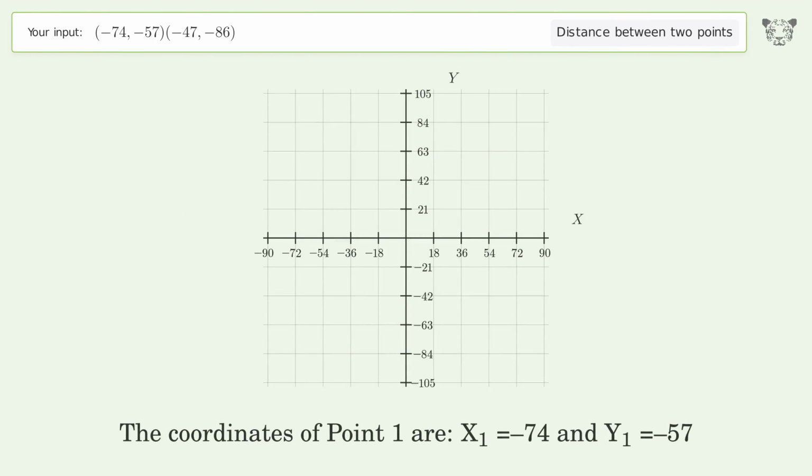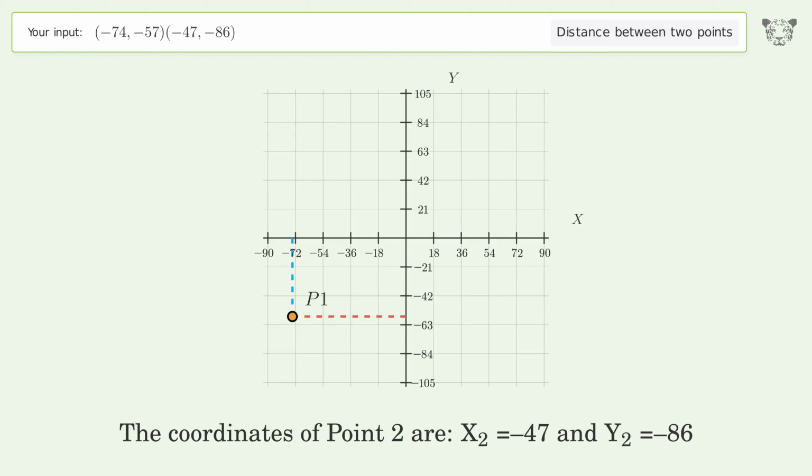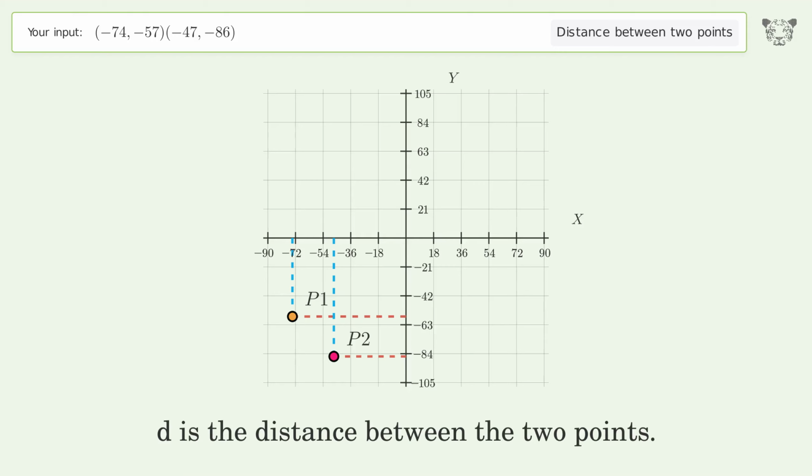The coordinates of point 1 are x1 equals -74 and y1 equals -57. The coordinates of point 2 are x2 equals -47 and y2 equals -86. D is the distance between the 2 points.